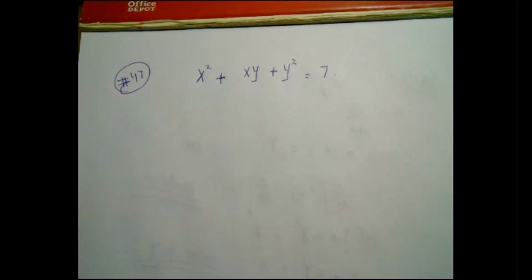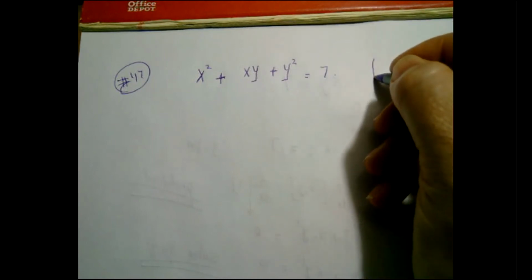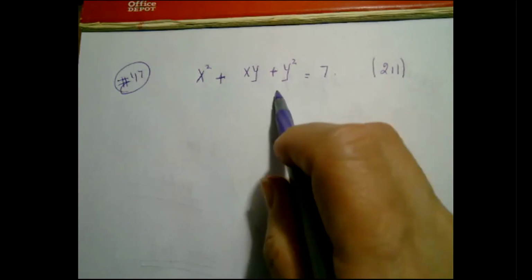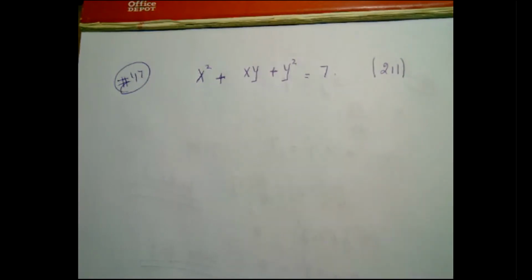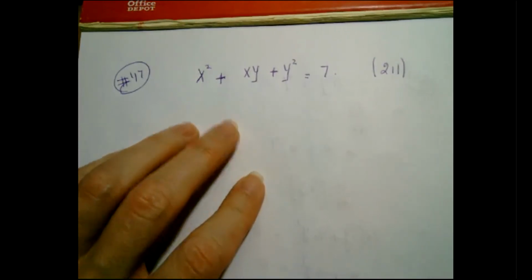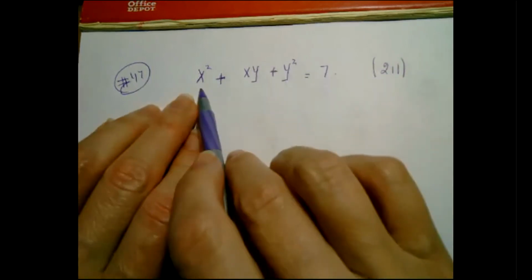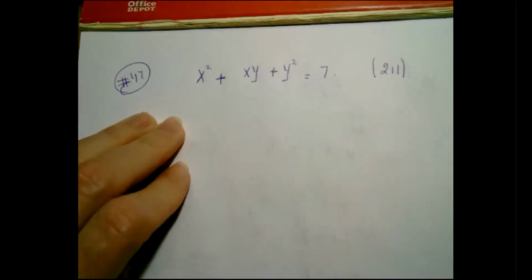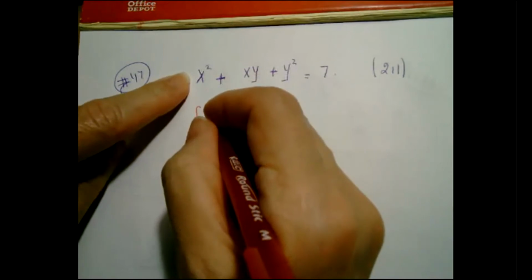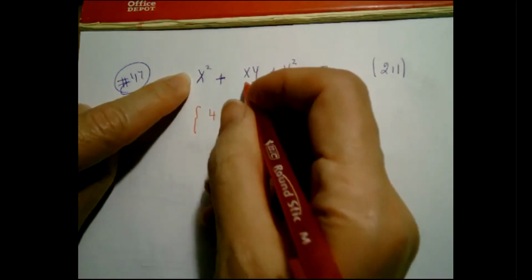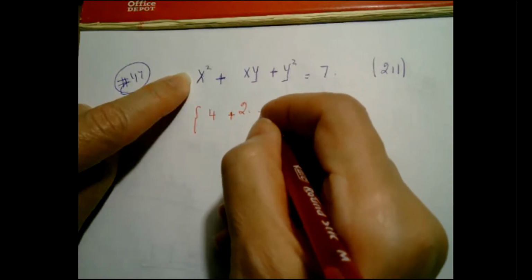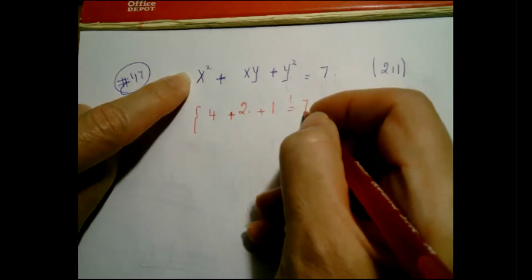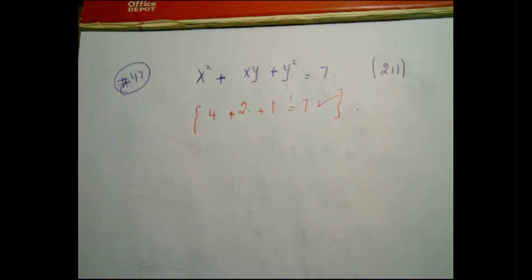Let me read the question. Verify that the given point lies on the curve. They give me a point, which is (2,1). I want to verify it's on the curve, and then they want me to find the equation of the tangent line at this point. What does it mean to be on the curve? It means if I plug in 2 for x and 1 for y, this equation is satisfied. I get a 4 here, plus 2, plus 1. Is it equal to 7? Definitely so. So the point is on the curve.